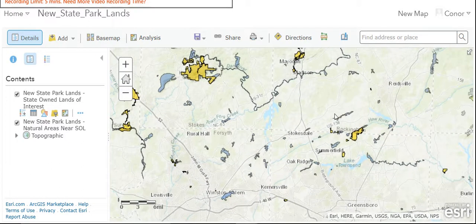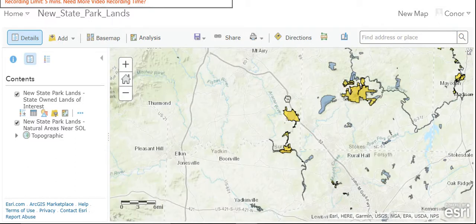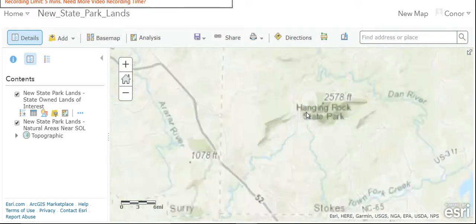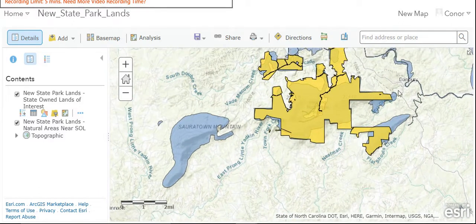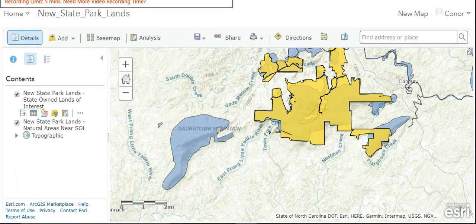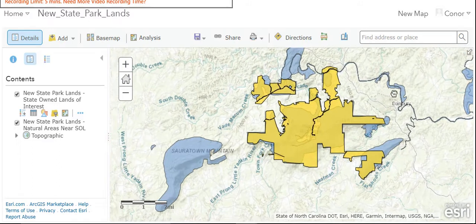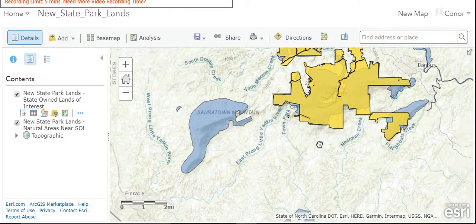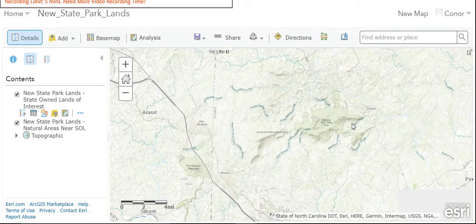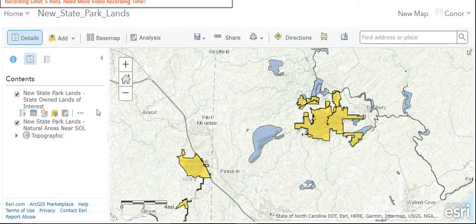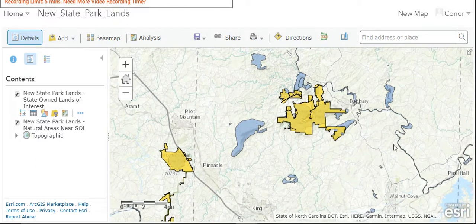Moving forward, I might reduce some of these lands again. There are a lot of small plots in here, but I also need to figure out more parameters for deciding which natural heritage lands are best optimized for state park additions. A good example here is Hanging Rock State Park, in the Sauratown Mountain Range in Stokes County. They've done a lot of expansion here recently and in the past.